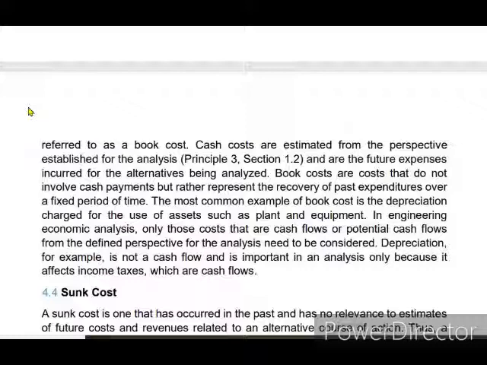So in engineering economic analysis, only those costs that are cash flows or potential cash flows from the defined perspective for the analysis need to be considered. Depreciation, for example, is not a cash flow and is important in analysis only because it affects income taxes, which are cash flow. So depreciation is only used when we are talking about costs that affect taxes.